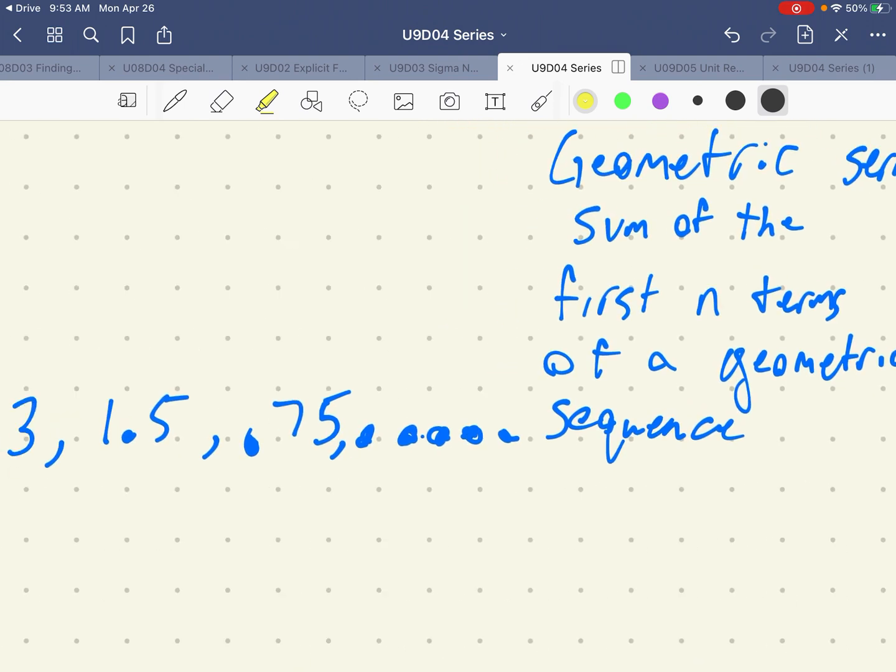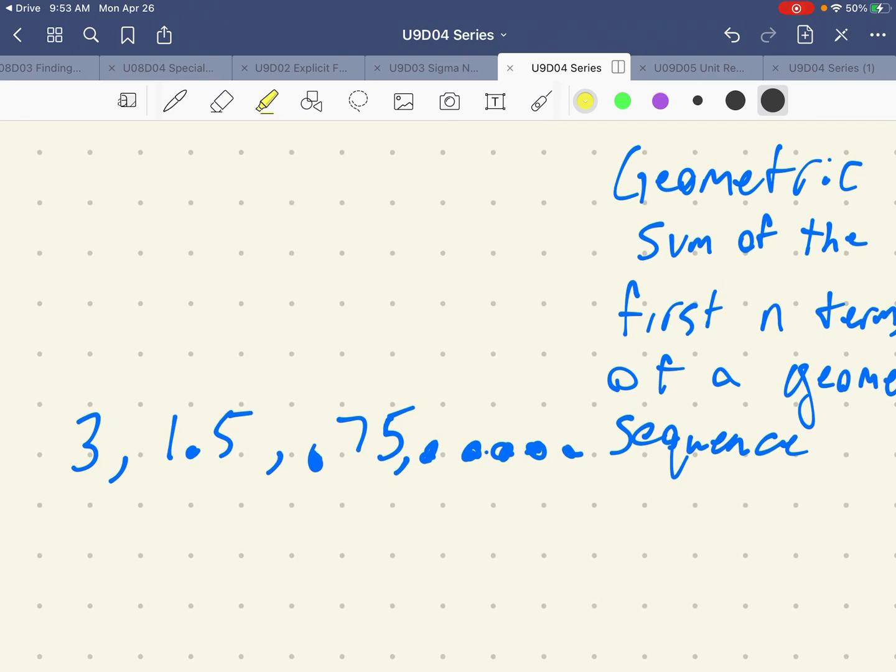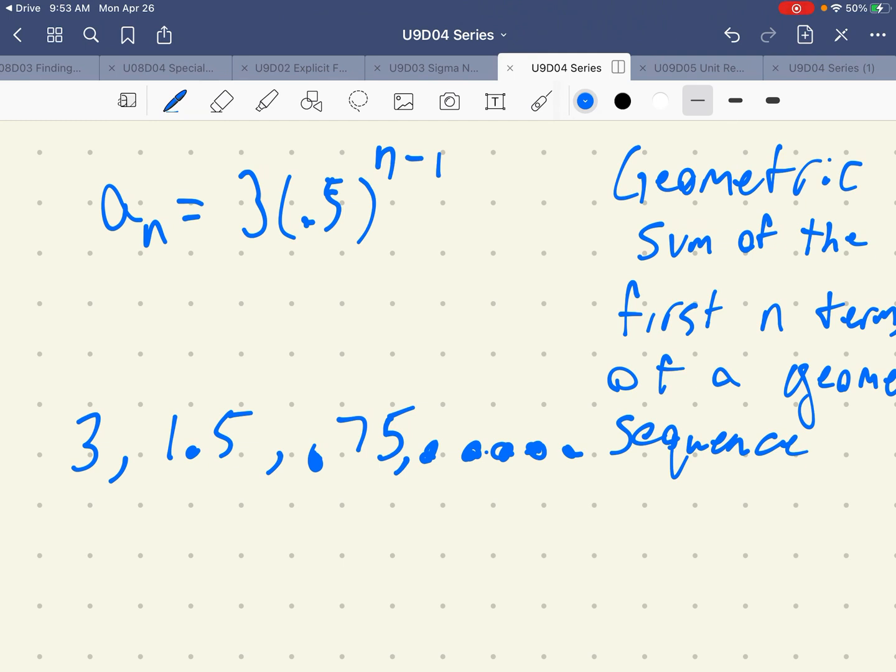So here's a geometric sequence. It is 3, 1.5, 0.75. So you can see that it multiplies by a half. So the sequence would be written as a_n equals 3 times 0.5 to the n minus 1. And if we wanted to find the sum of the first 25 terms, we would write n equals 1 to 25. And we would just put in the sequence formula.